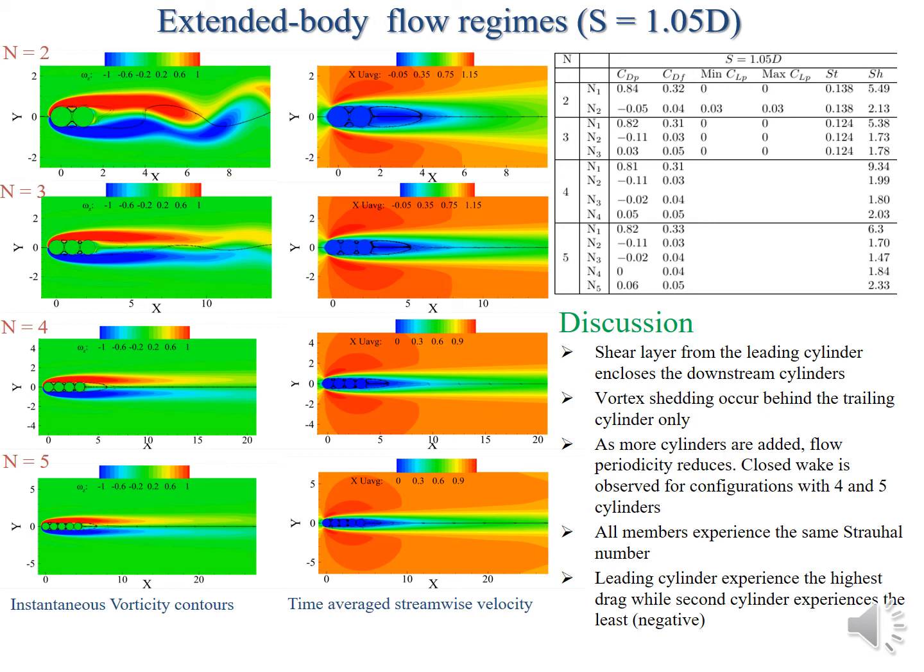We saw that the streamlines become closed. We have a closed wake here. So for the first two cylinders, we can actually see that we have vortex shedding. But as we increase the number of cylinders, we find that it diminishes. And by the time we have 4 cylinders, we have a closed wake. We no longer have vortex shedding. We have a closed wake, like the case of low Reynolds number. And the time average contours of streamwise velocity show that we also have a closed wake behind the trailing cylinder.